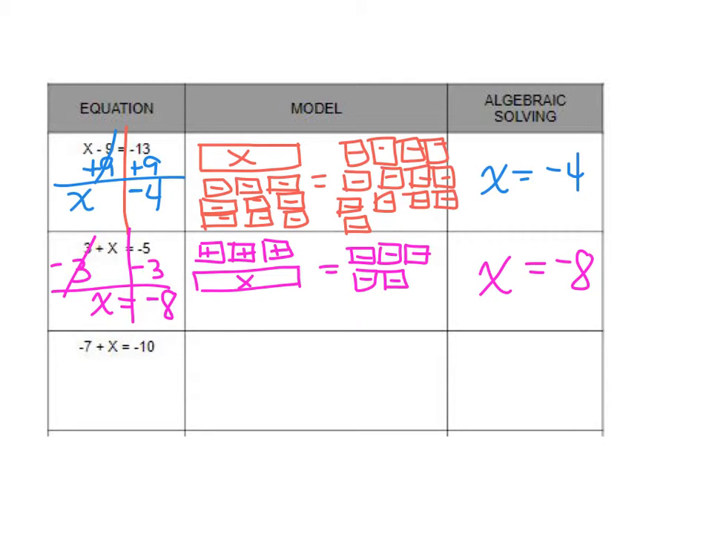Okay, let's go to the next one. So you have negative 7 and an x. And on the other side, you have negative 10.